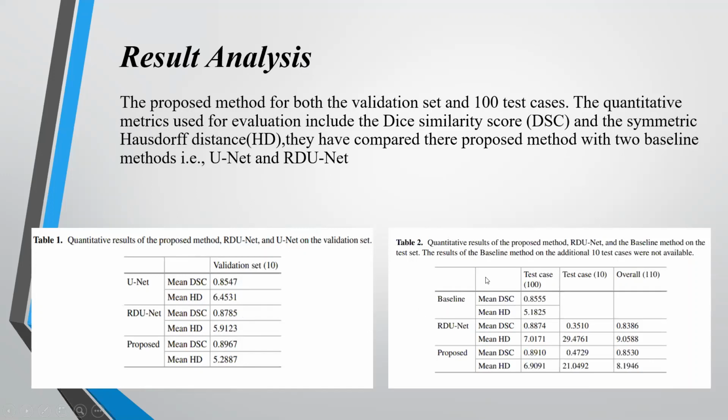In table 2, you can see that the proposed method, that is RDUNet with the autoencoder and decoder method, outperforms again in the DSC and mean HD. So we can say that the autoencoder and decoder method is best suited for generation of cranial implants.